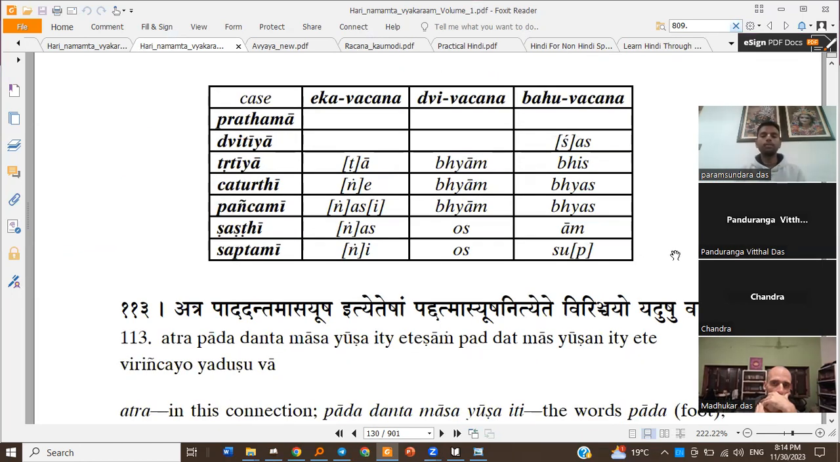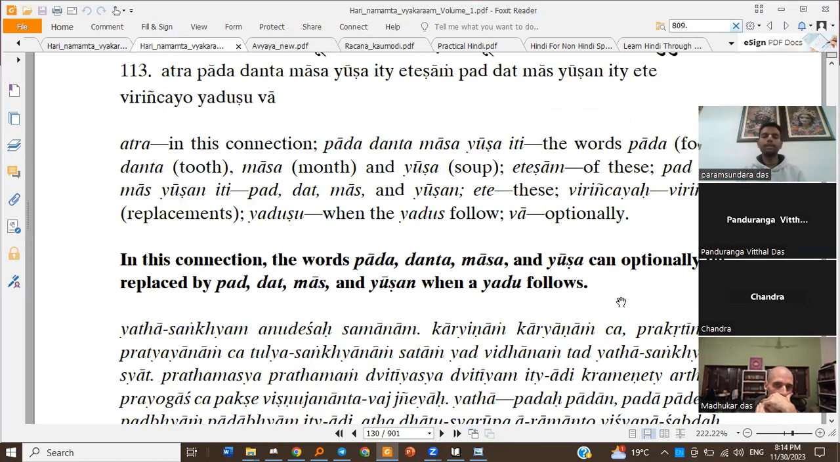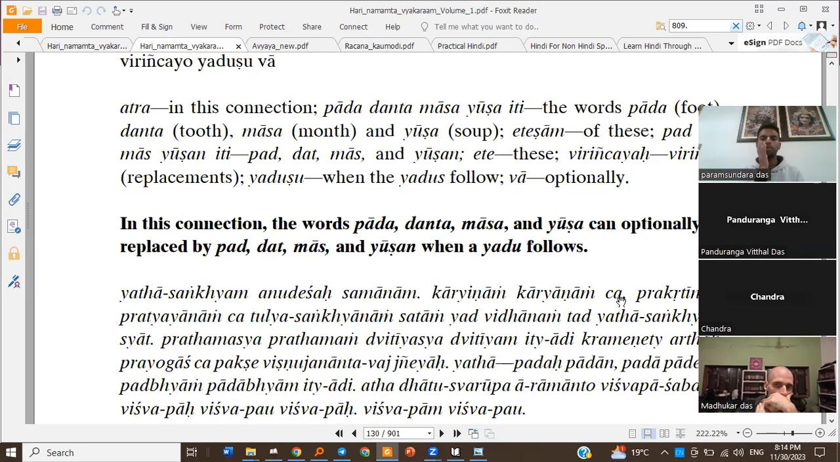The next sutra says: Atra pad dant mas yush ityeteshaam pad dat mas yushan ityete virinchayo yadushu va. In this connection, the words pad, dant, mas, and yusha can optionally be replaced by pad, dat, mas, and yushan when a yadu follows. So now all these four words, pad means foot, danta means tooth, mas means month, and yusha is soup in Sanskrit. So all these words are also Krishna Shabdas, right?